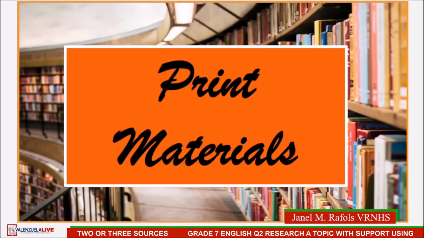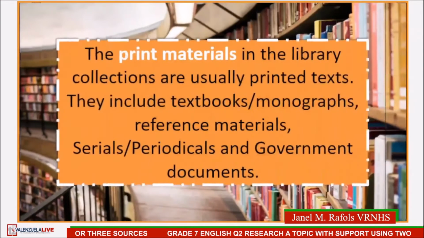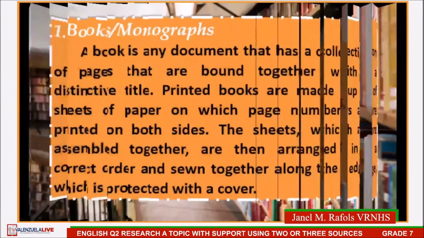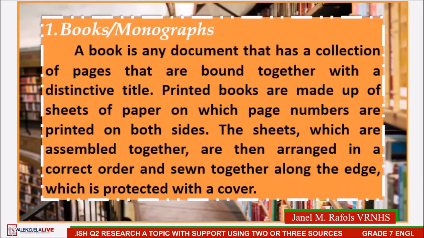Print materials. The print materials in the library collections are usually printed texts. They include textbooks or monographs, reference materials, serials or periodicals, and government documents. Book or monographs. A book is any document that has a collection of pages that are bound together with a distinctive title. It is a set of printed sheets of paper bound together along one edge.